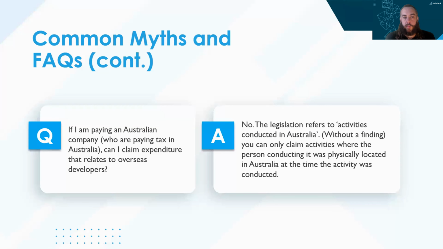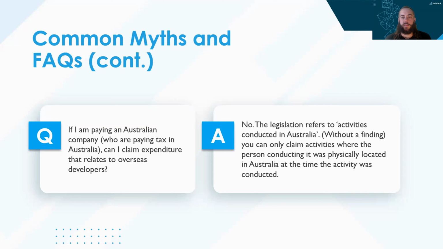So, addressing some common myths and questions now. I've tried to collect the main ones that people ask. The first one: if I'm paying an Australian company who are paying tax in Australia, can I claim expenditure that relates to overseas developments? The short answer is no.